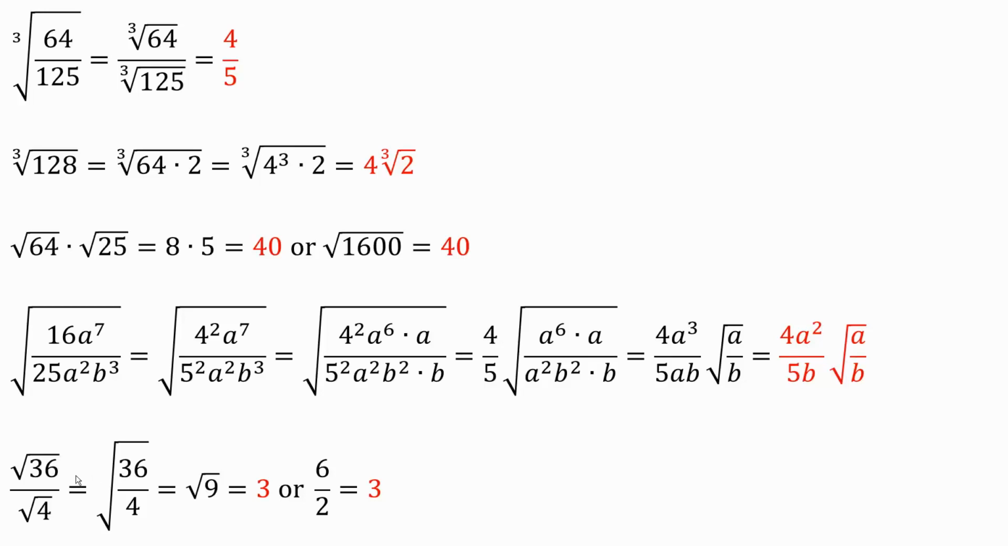Now the last problem, you have the square root of 36 divided by the square root of 4. Here we could put everything on the inside and say the square root of 36 divided by 4, which is 9. So the square root of 9 is 3. Or you could take the square root of 36, which is 6, and the square root of 4, which is 2. So 6 divided by 2 is 3.